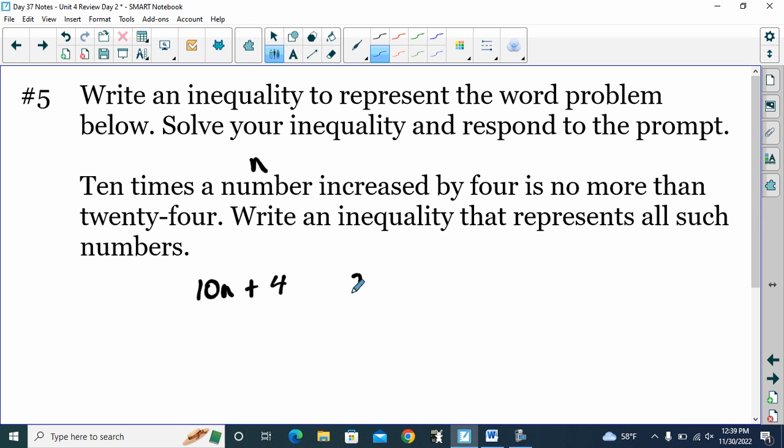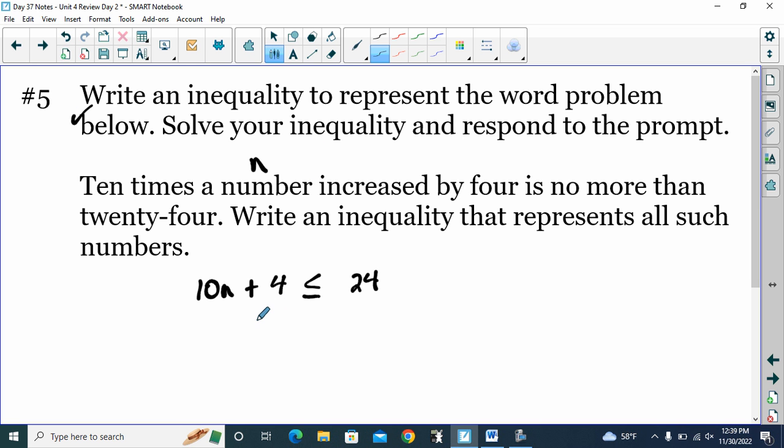So let's put 24 on the other side and let's think about which inequality we should write. So 10 times a number increased by 4, that's this, and here I've got 24, is no more than. If it says that something is no more than 24, 24 needs to be bigger than that thing, or it could be equal to that thing. So 10n plus 4 has to be either less than or equal to 24. So write an inequality to represent the word problem. Did it.